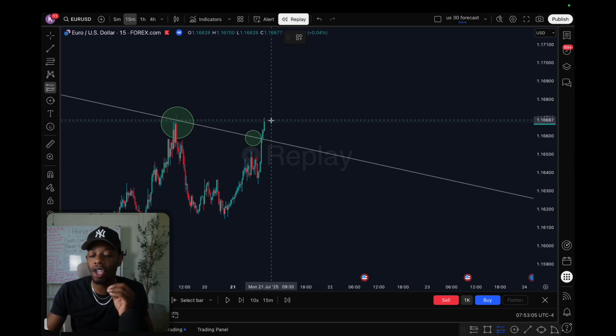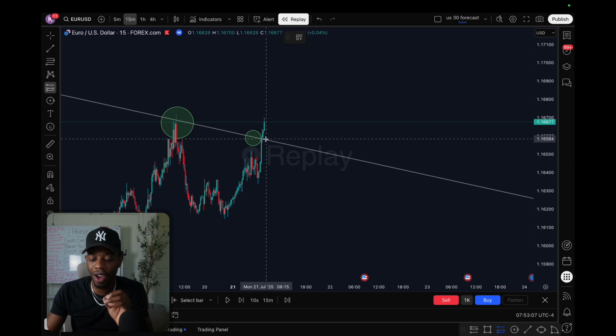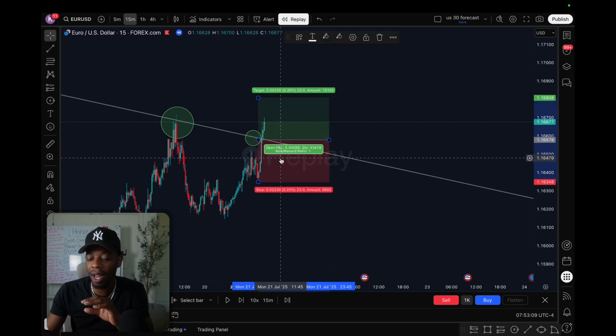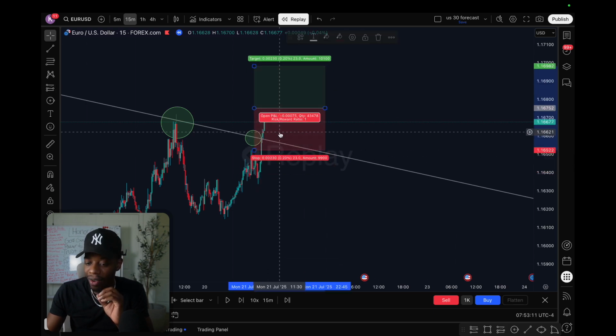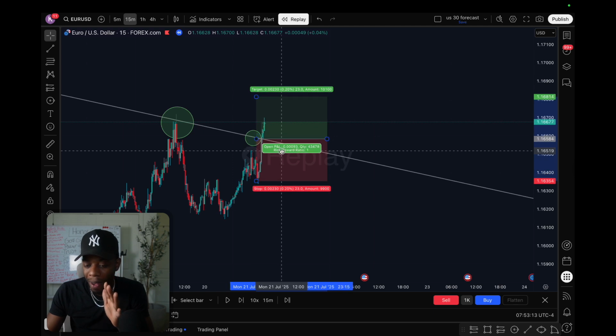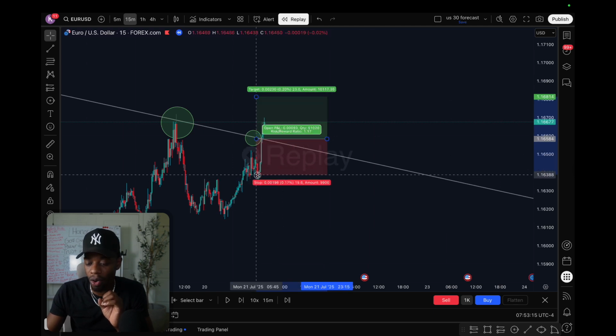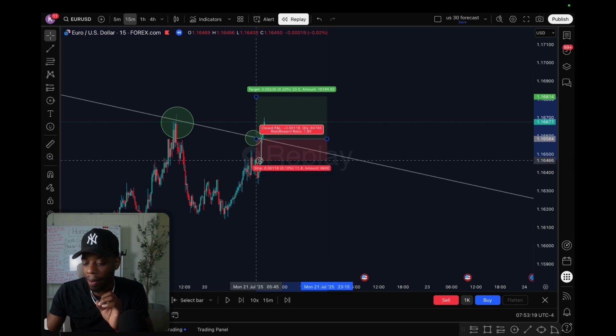But the thing is, you still have to only trade at the gold zone. You cannot do anything else. You cannot just get in here. You can't get in up here. No, be patient. Let price come back to the gold zone, and that is where you're going to execute. Simple as that. Stop loss.